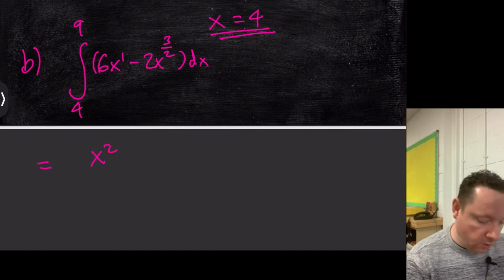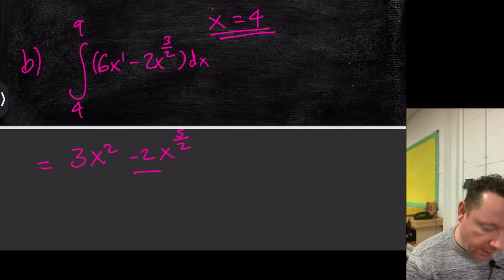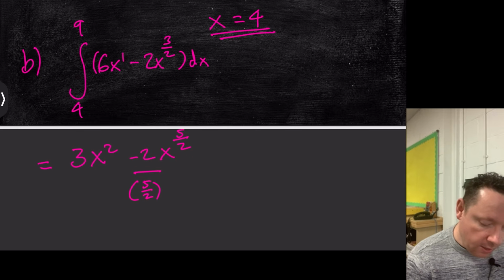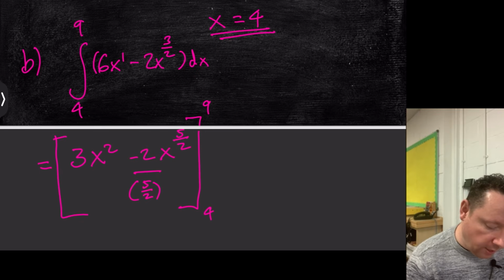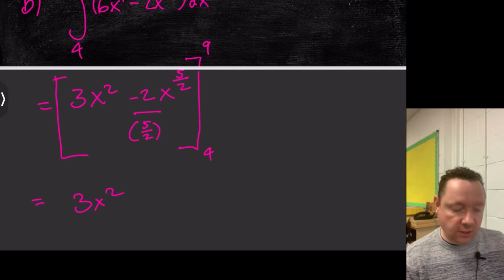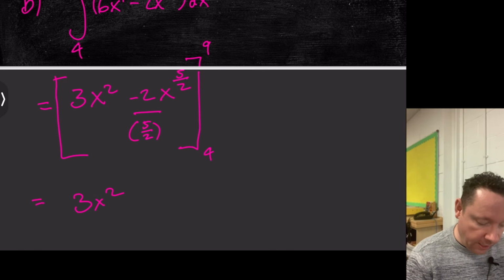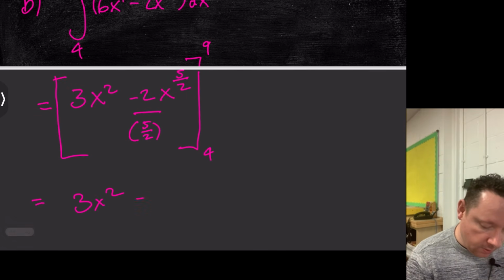6 divided by 2 is 3, 3x squared. And then adding 1 to 3 halves becomes 5 halves. So I need to do 2 divided by 5 halves. And that's going to be between 4 and 9, what we're going to substitute in a minute. So let's just tidy this up a little bit. That's 3x squared. Now, if you divide by a fraction, it's the same as times it by its reciprocal. In other words, 2 times 2 over 5. 2 2s is 4 over 5. So it's minus 4/5 of x to the 5 halves. And that's between 4 and 9.